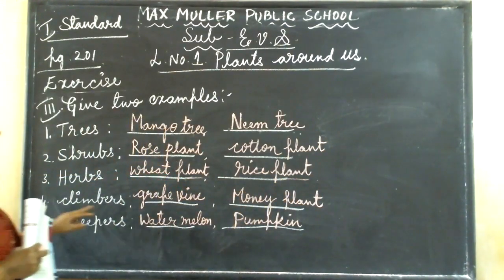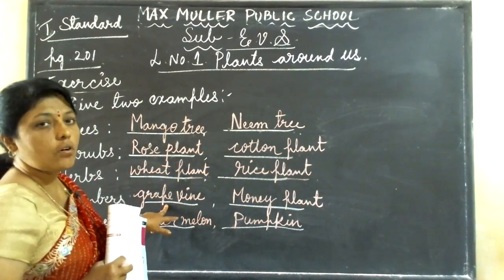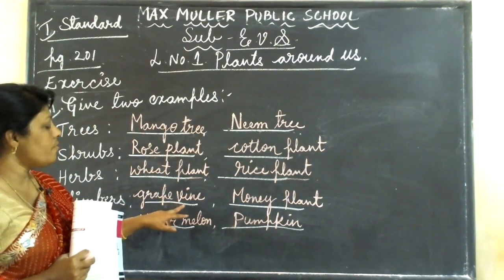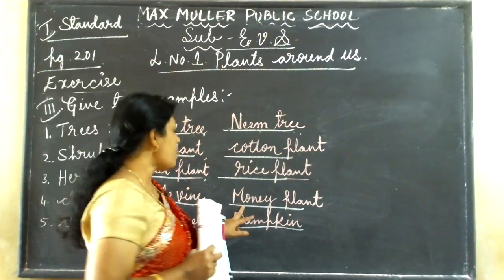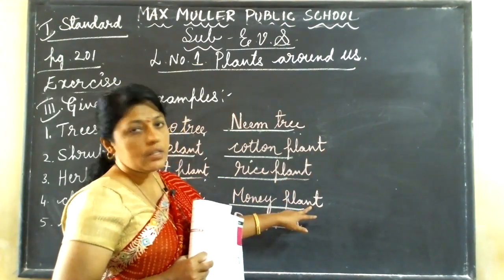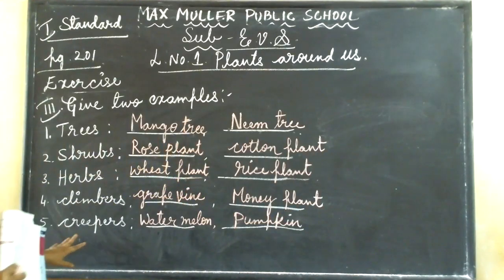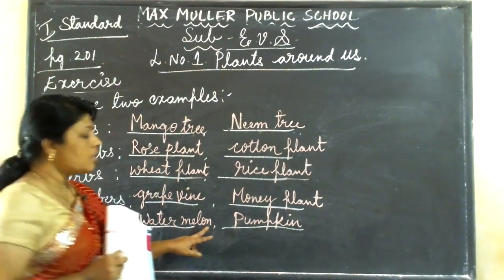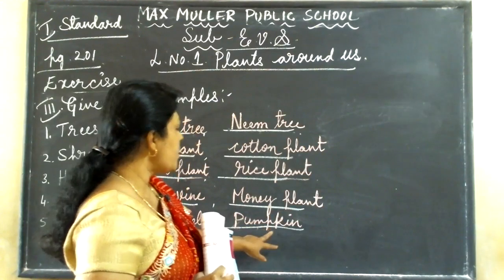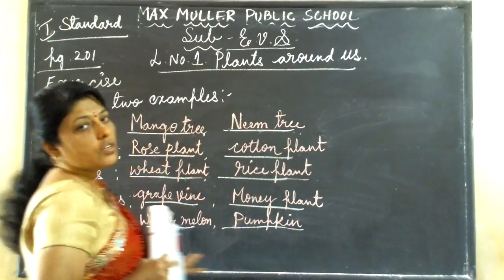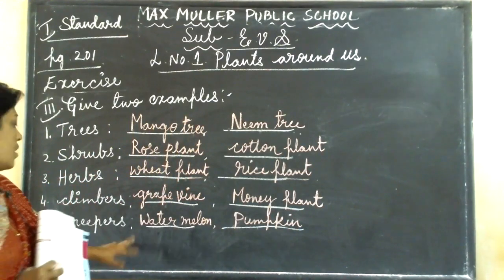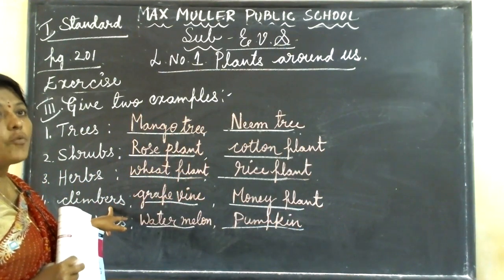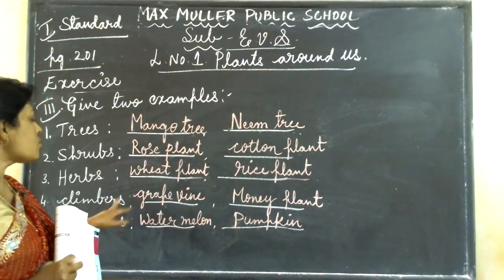Then climbers: grapevine. Grapes, you know, no? It's very tasty, isn't it, children? Yes. So the grapevine, G-R-A-P-E, grape, V-I-N-E, vine, and money plant, M-O-N-E-Y, money, P-L-A-N-T, plant. Then creepers, examples of creepers: watermelon, W-A-T-E-R, water, M-E-L-O-N, melon, pumpkin, P-U-M-P-K-I-N, pumpkin. So these are all spread on the ground, isn't it? Climbers take support to grow. They need a wall or stick, something for support to grow.